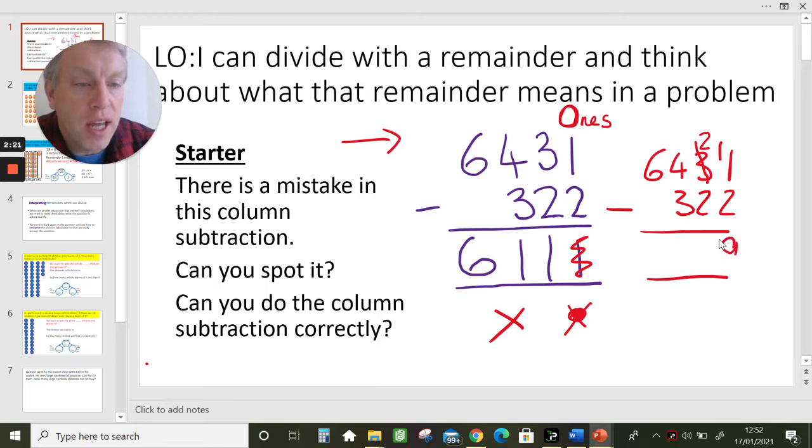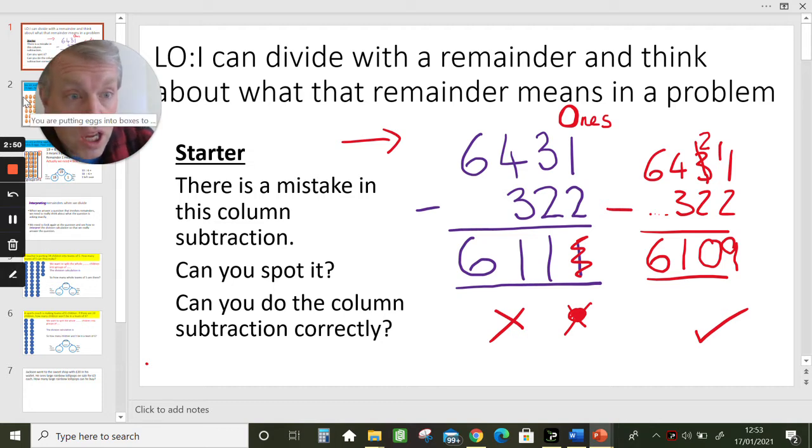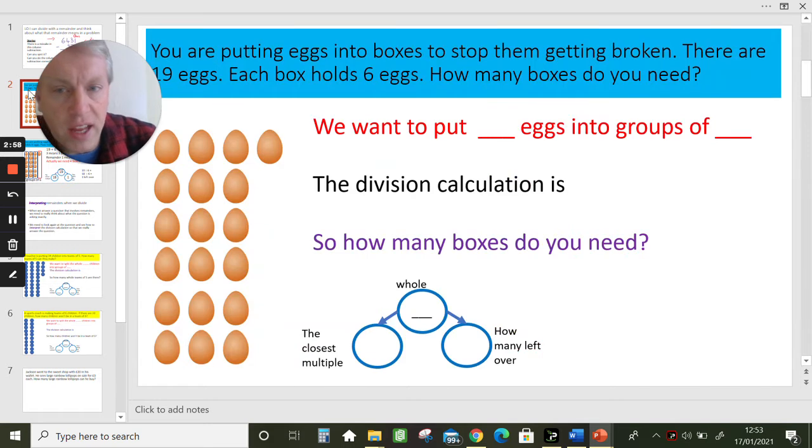11 ones take away 2 is 9. 2 10s take away 2 10s is 0 10s. 400s take away 300s is 100. 6 take away nothing is 6. So our correct answer should be 6,109. I hope you got that one. Let me know in Google Classroom if you got that one right, so that we can have a little practice, or don't need any more practice on that, thank you.